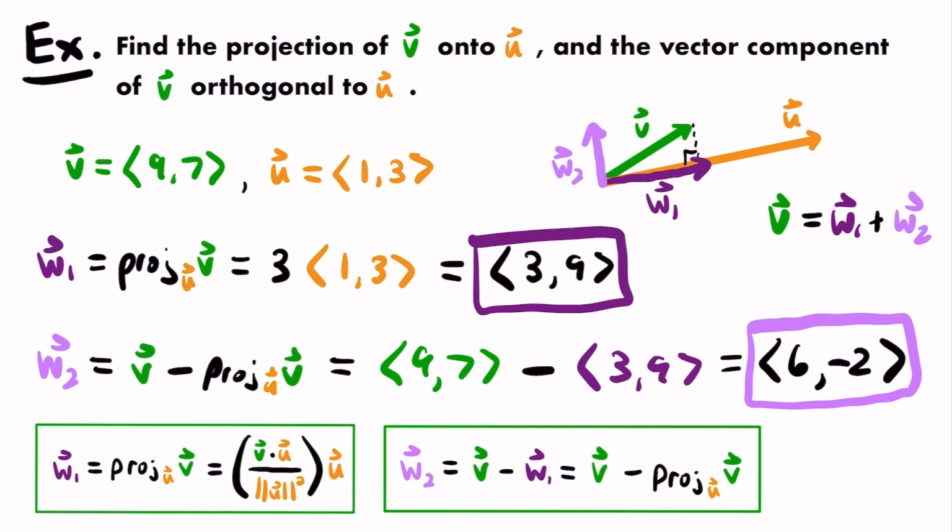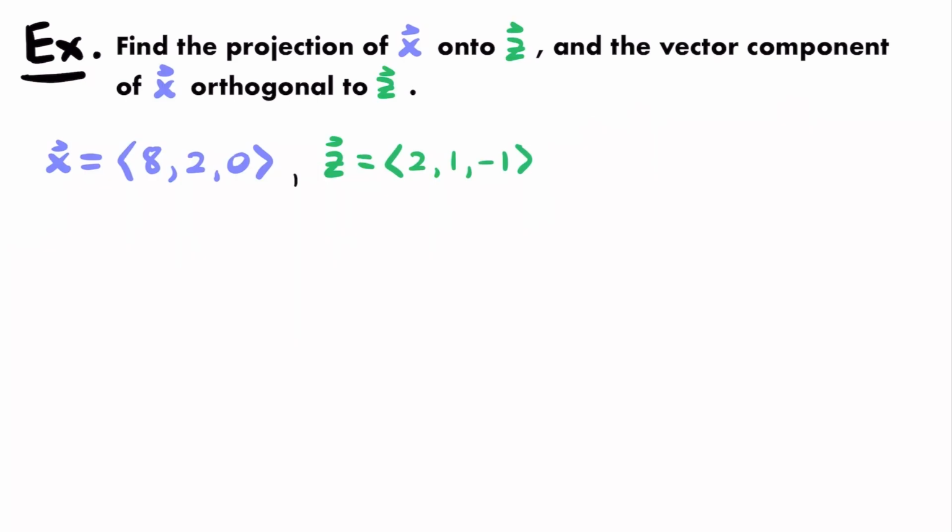Let's take a look at another example. Okay, so next up we want to find the projection of vector x onto vector z and the vector component of vector x orthogonal to vector z. And vector x is equal to the position vector of the point 8, 2, 0, and vector z is the position vector of the point 2, 1, negative 1. All right, so this is exactly like our previous example, except now our two vectors that we're working with are in 3 dimensions.